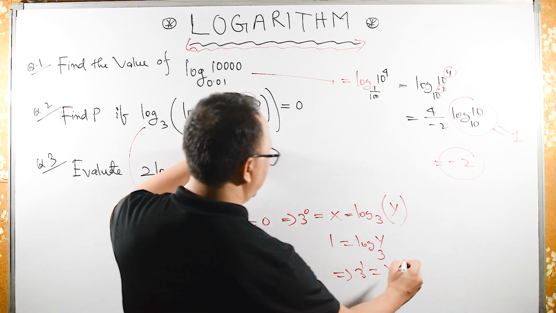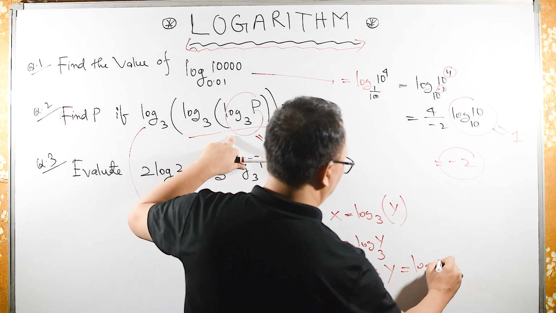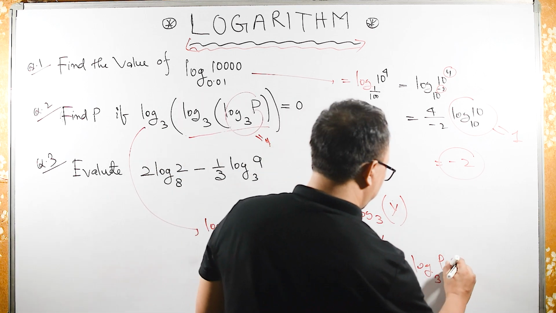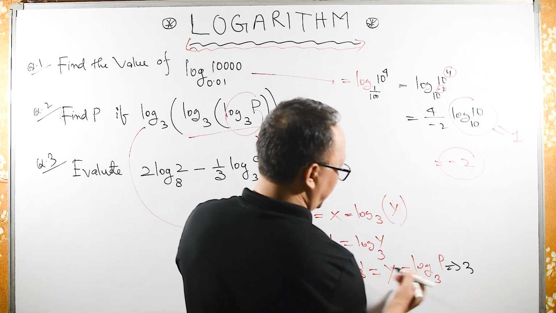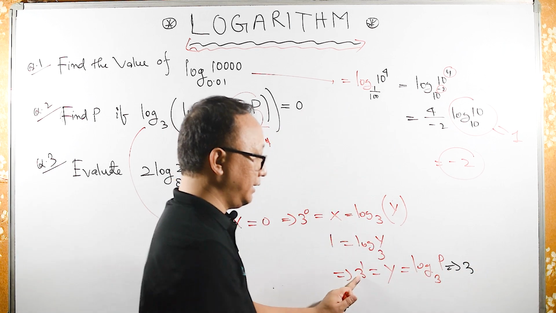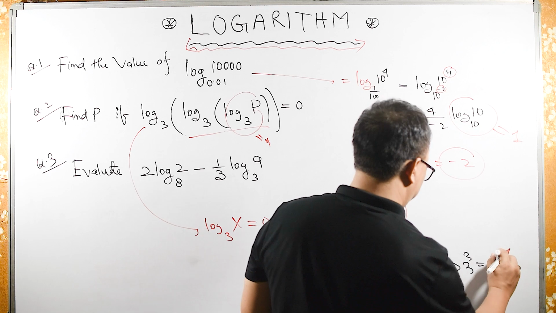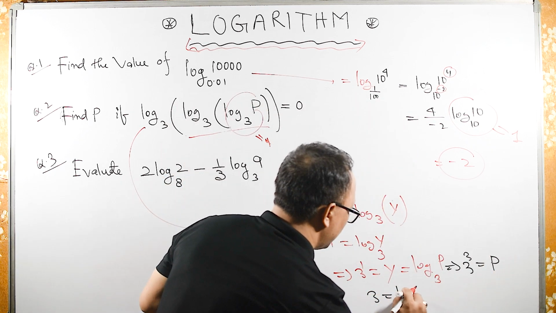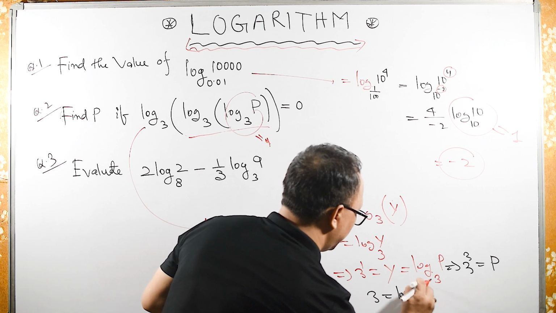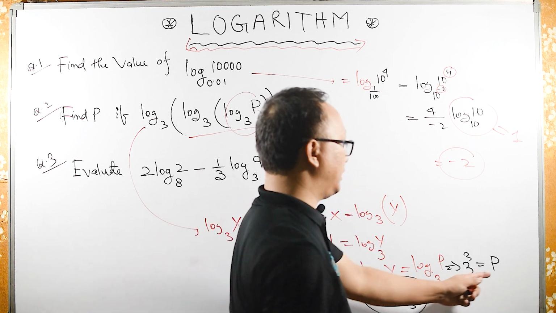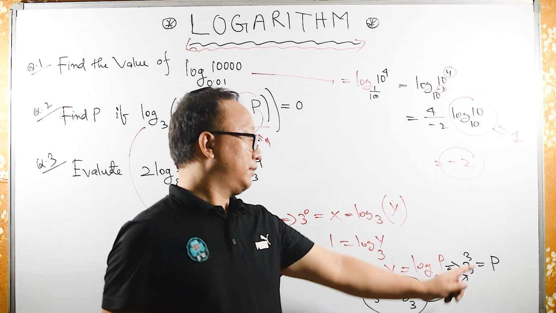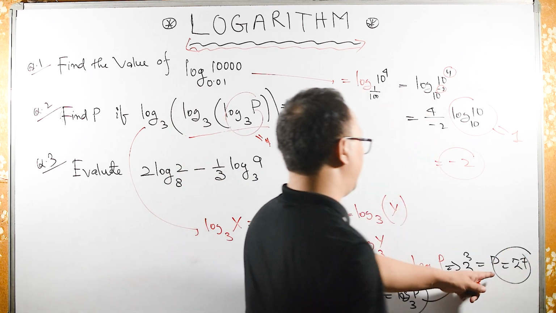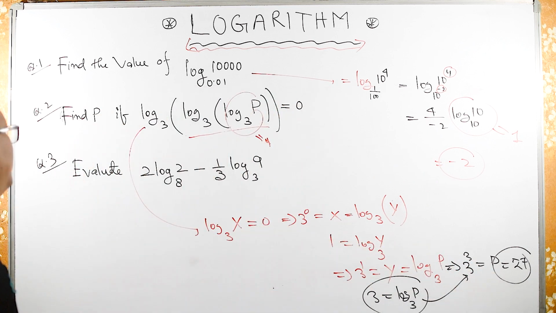What is y? y is log of p to the base 3. So it implies 3 raised to 3. So 3 raised to 3 is equal to p by the log property, or I can say 3 is equal to log of p to the base 3. From here you will get this. So therefore the value of p is 27. The value of p is 27.